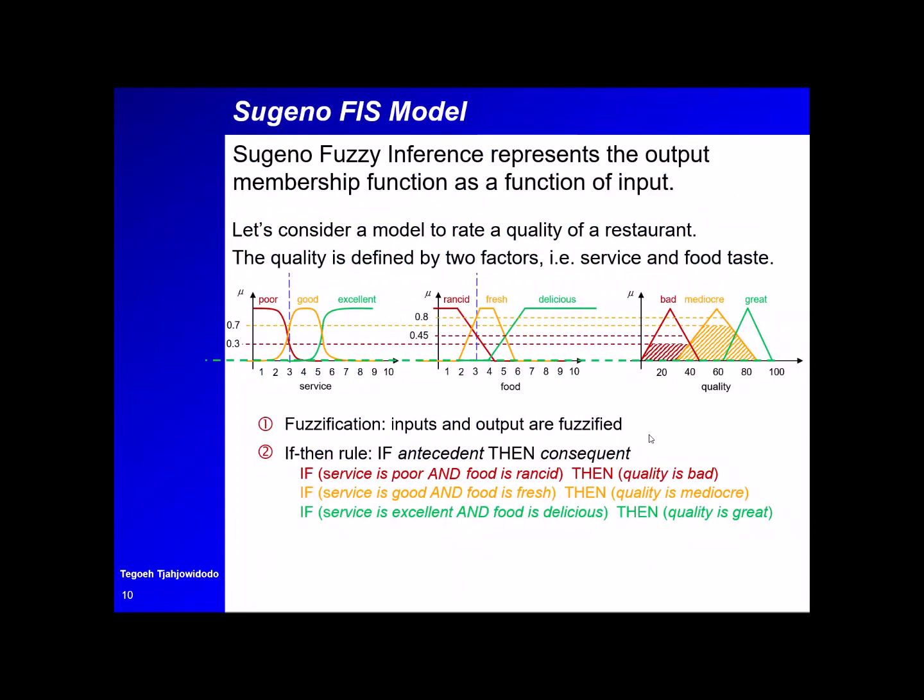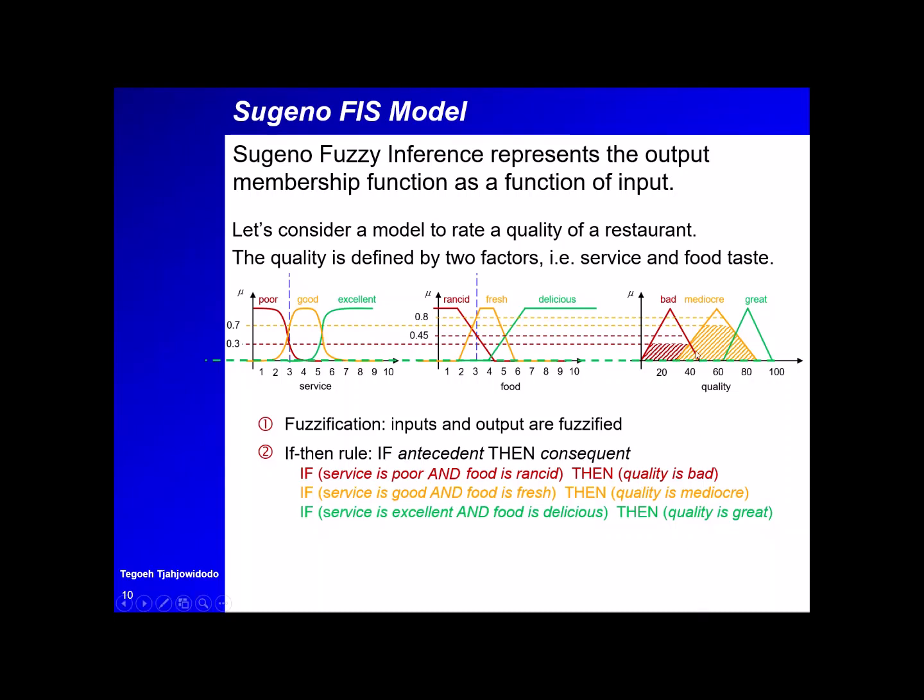Okay, so the defuzzification technique that we discussed before refers to the Mamdani FIS model, where the output of the FIS model is evaluated based on the area of the output membership functions, right? That's what we did before. But there is also another approach called the Sugeno fuzzy inference model, or sometimes referred to as Takagi-Sugeno. It's named after a Japanese scientist.